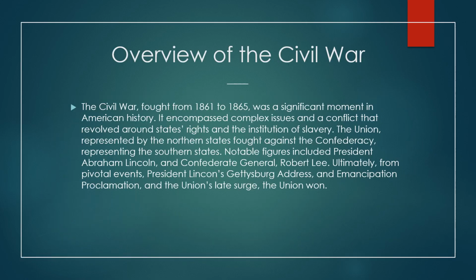Overview of the Civil War. The Civil War was fought from 1861 to 1865. It was a significant moment in American history. It encompassed complex issues and a conflict that revolved around states' rights and the institution of slavery. The Union, represented by the northern states, fought against the Confederacy, representing the southern states.